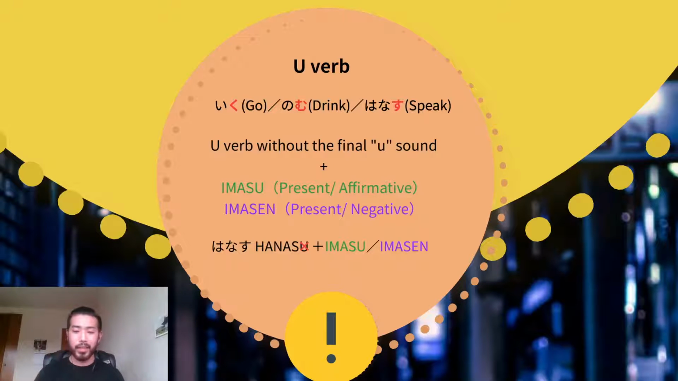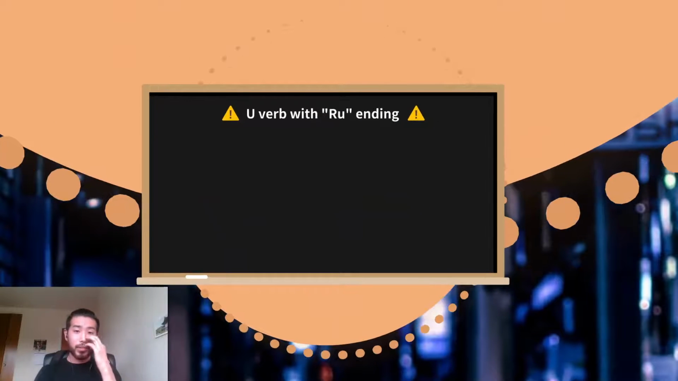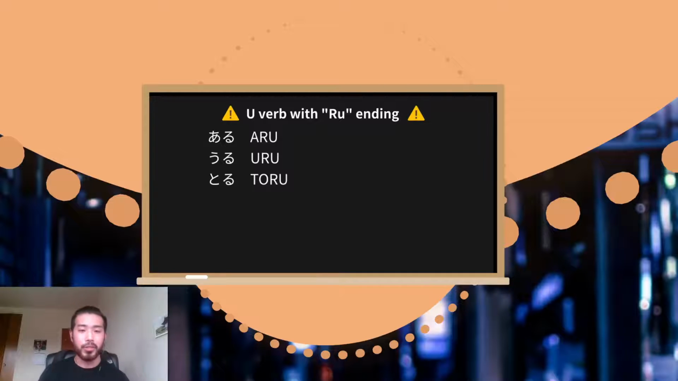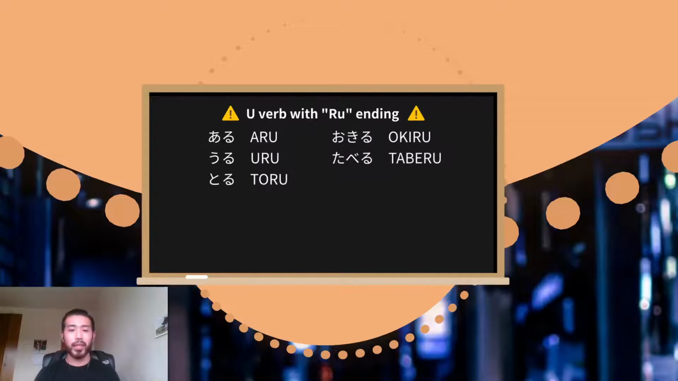And there's something you want to be careful with in u verbs. Sometimes the ending could be ru, even though they are not ru verbs. For example, there are aru, uru, toru, okiru, taberu. They all have a ru ending, but some of them are ru verbs and some of them are u verbs. So how do we find it out?